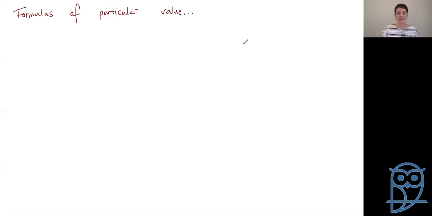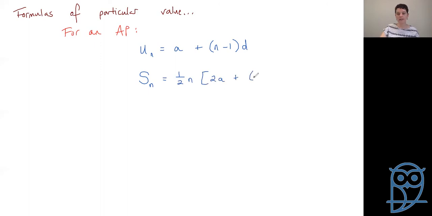So, we have said that this is all about working with specific terms, working with specific sums. So, to work with a specific term for an AP, obviously we're going to have different formulas for GPs and different formulas for binomials. For an AP, Un equals a plus (n minus 1) times d. And Sn, that's a capital S, equals 1/2 n (2a plus (n minus 1) times d). Ooh, times d, not times bracket.